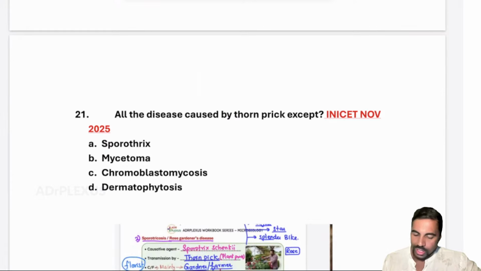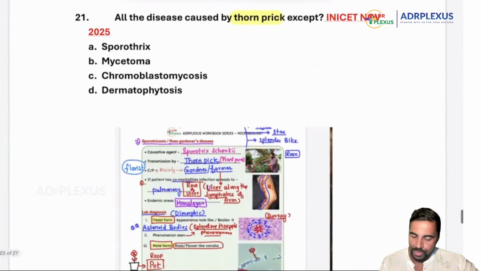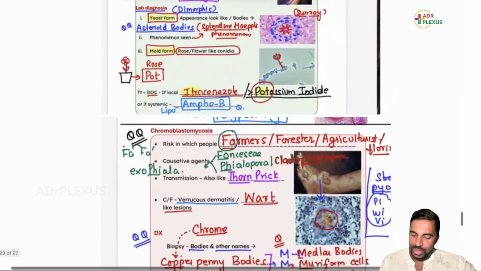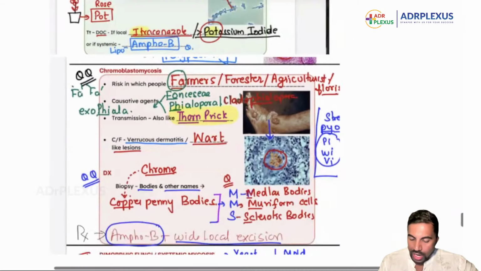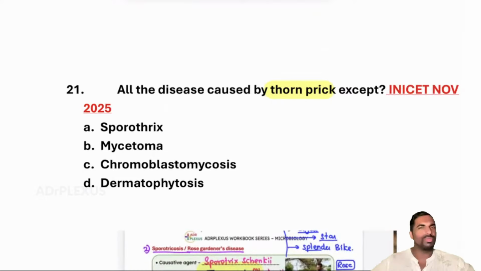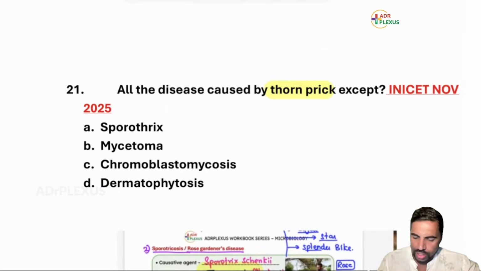Now, which disease is caused by thorn prick? It's just a direct question. We mentioned it there also: for sporothrix, the transmission is by thorn prick. The other one is chromoblastomycosis, thorn prick, as we mentioned. For mycetoma, we didn't mention it directly; we wrote barefoot. It's almost like a prick, an injury somewhere while barefoot, so we can accept it also. So thorn prick for sporothrix and mycetoma is correct.